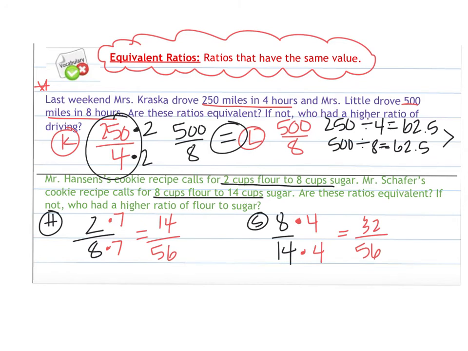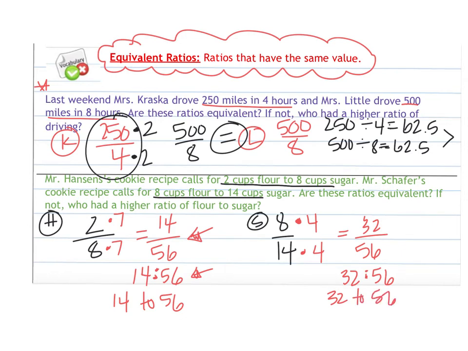So now we have 14 to 56. So I'm going to write this as a ratio like this. Remember, we can either write it as 14 to 56 this way with my fraction bar or with the dots, or I can even write it out 14 to 56. And then Mr. Schaefer's is 32 to 56, or 32 to 56. And so I can see that 14 and 32 are obviously not the same. So these cookie recipes are not equivalent.